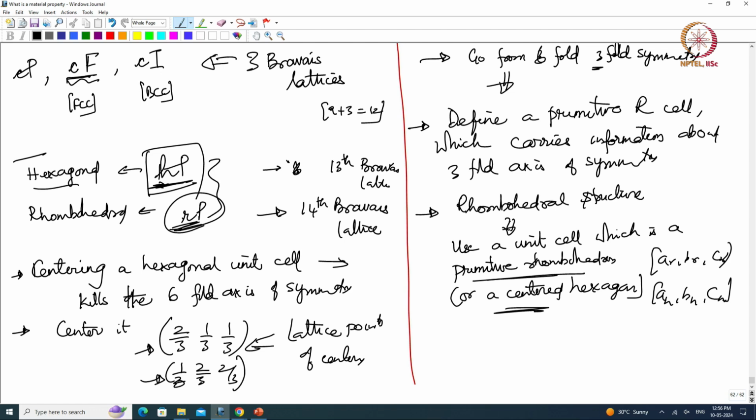However, you would more often than not keep seeing that people represent these rhombohedral unit cells in hexagonal notation, thinking of it as a centered hexagon, right. Everyone does it.